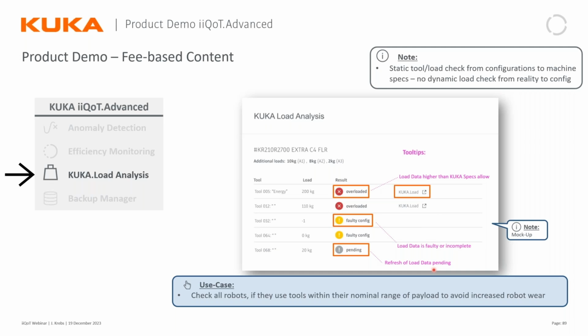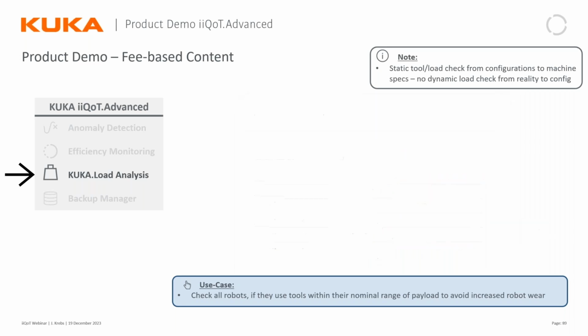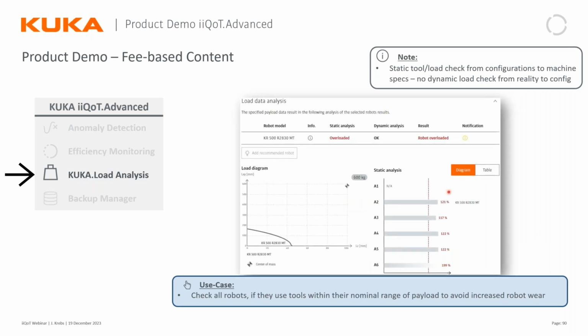If I have an overloaded robot, I can jump straight out of iiQoT into KUKA load, and it will give me the right robot with the right settings, and show me what is going on right now according to KUKA load. I would see, okay, I have a static overload analytics running here. I see my percentages being overrun for this robot being overloaded, and I have to change that, right?